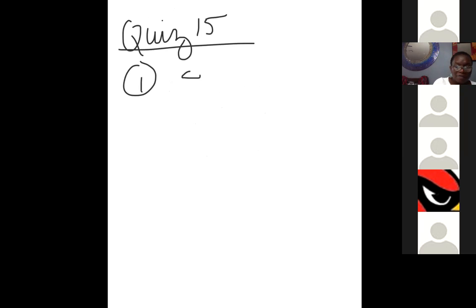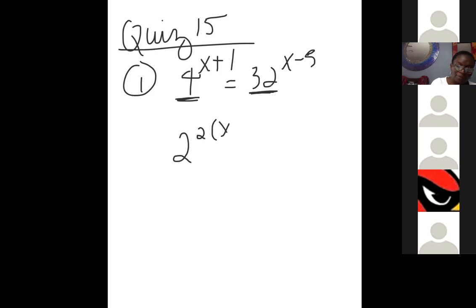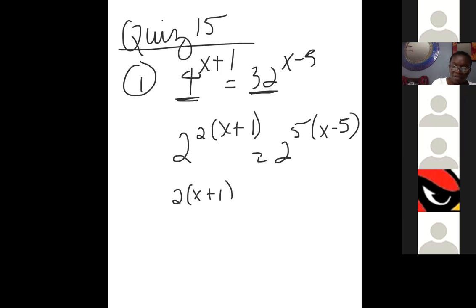And for this one right here, I have 4 to the x plus 1 is equal to 32 to the x minus 5. Now, for this one right here, you cannot factor 32 into a base 4, but you can factor it to a base 2, and then that means that you have to factor 4 into a base 2 as well. So 4 would be 2 squared, and 32 would be 2 to the 5th. And now, guys, the bases are equivalent. That makes the powers equivalent to each other. And then you solve this. You guys go ahead and give this one a try and give me the answer.